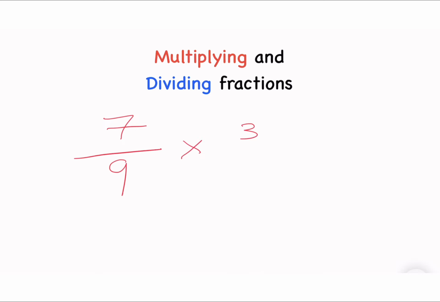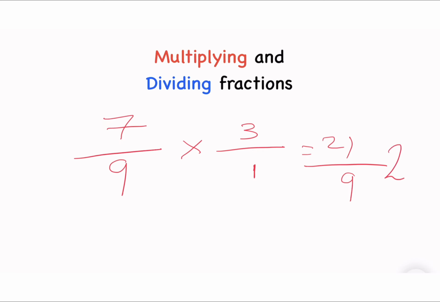7/9 times 3. Well, I can imagine that it's over 1 again. So 7 times 3 is 21, and 9 times 1 is 9. Now, we want to make that into a mixed number. In this case, I know that 9 goes into 21 twice.